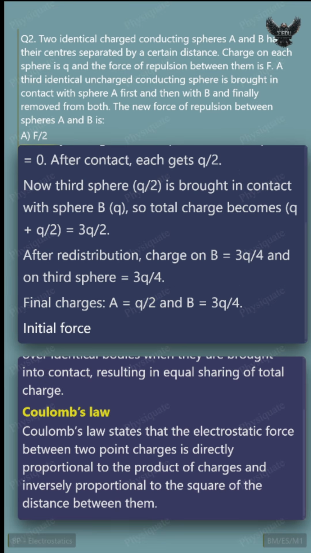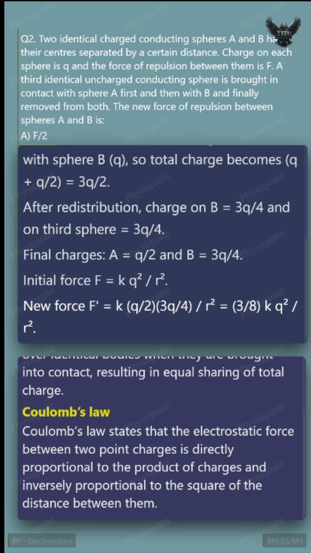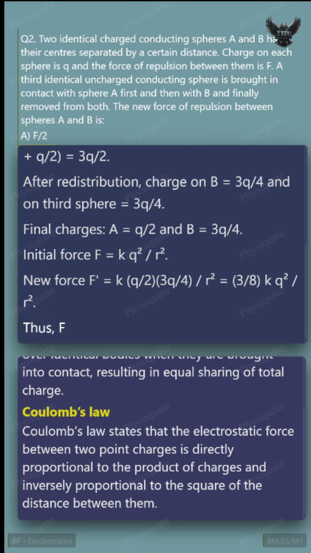Initial force F equals kq squared divided by r squared. New force F' equals k, q divided by 2, times 3q divided by 4, divided by r squared, equals 3 divided by 8, kq squared divided by r squared. Thus, F' equals 3F divided by 8.